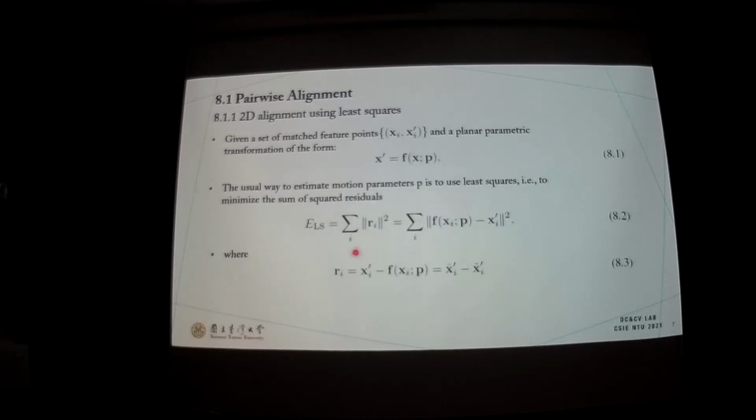This is using residual information, where the residual is estimated based on this formula, comparing the current position with the predicted position. So we are going to try minimizing this condition, so we may be able to get the optimum parameter of p. So this is what we are doing in the least squares.